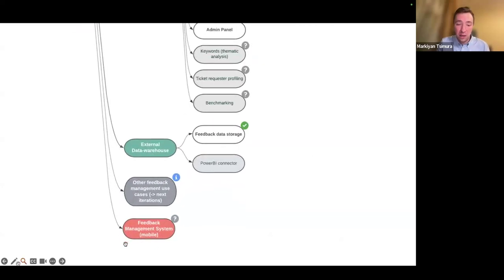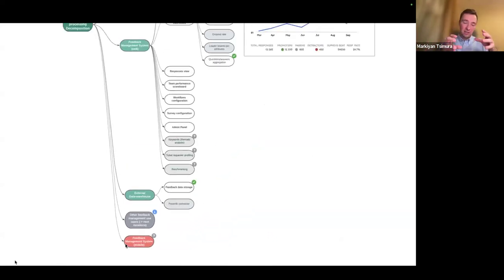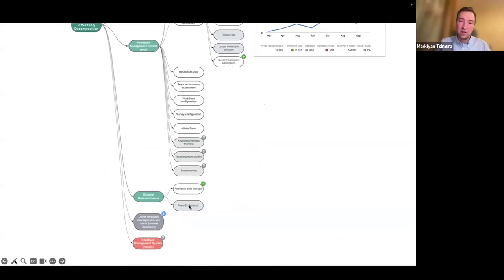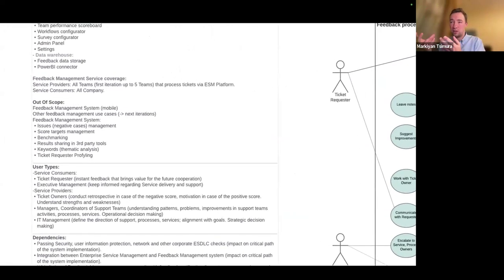For example, this red one, feedback management on mobile, we have removed completely from the scope, and it wasn't released properly because it didn't support our business requirements. When you visualize all those things, you have this complete picture. The scope is really important, but the things that are out of scope sometimes are even more important.